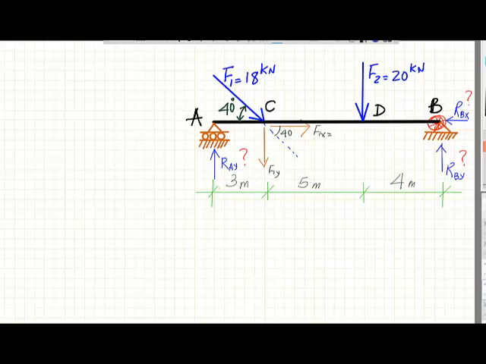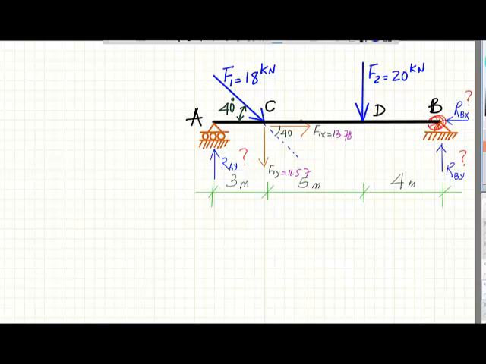F1x is F1 cosine 40, which is equal to 13.78, and F1y is equal to 11.57 kilonewton. So now we have the perpendicular distances for each one of them.